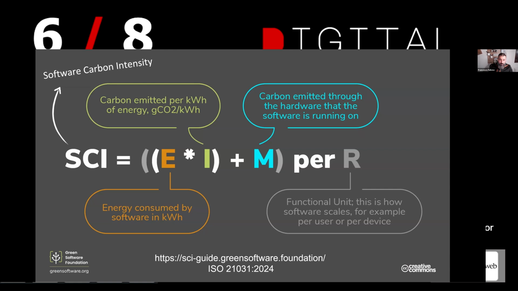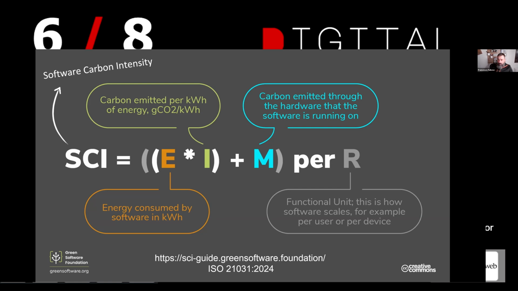This is from the Green Software Foundation, and it is an open ISO standard, so it's free to be used and approached. The name is Software Carbon Intensity, and it has different components. The energy consumed by the software in kilowatt-hours, the carbon emitted by that energy.